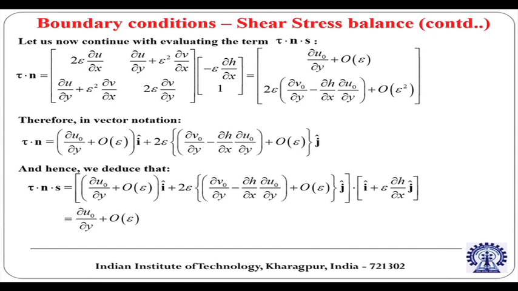So, tau, if it was in a dimensional form, it would have been mu du dy, so mu into u dimension by y dimension. Now, if you write it in terms of dimensionless parameters, that mu into y dimension over u dimension by y dimension will be absorbed, and it will simply become del u del y in a dimensionless form. So, this is a dimensionless form of mu del u del y. With all this algebra, this is where you land up, which is quite intuitive.